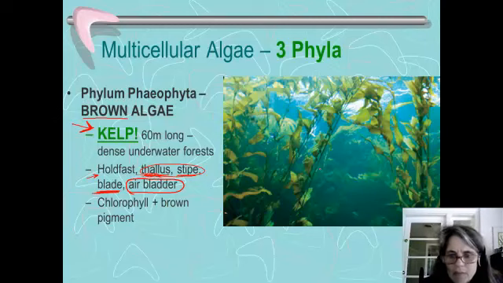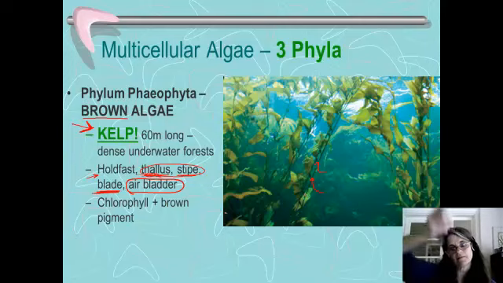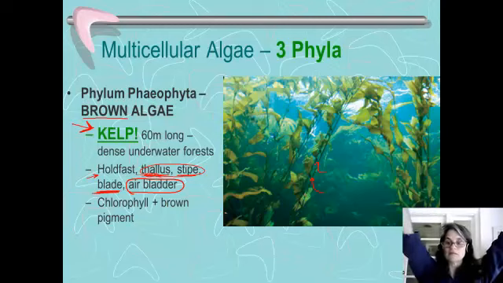bladder. The air bladders, you can see just barely there. They're little balloons full of air. Why do they need those? To keep that kelp upright in the water so that its blades, these leaf-like structures, can be reaching up to the sunlight.